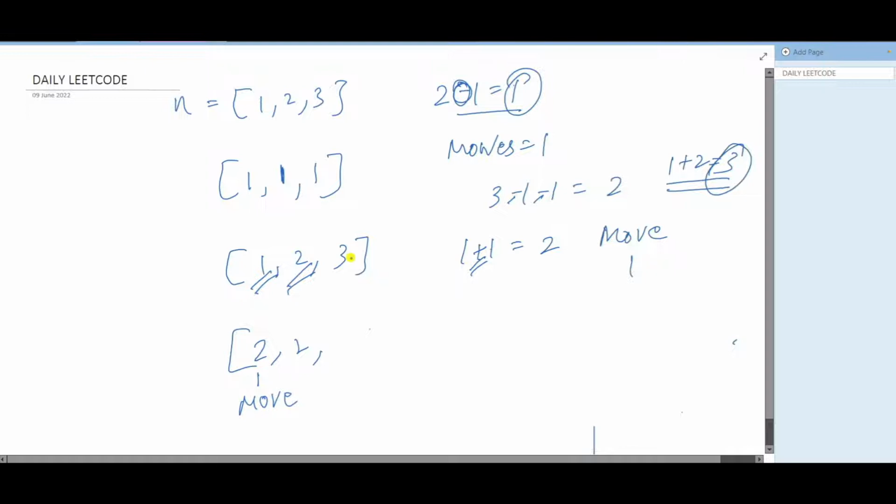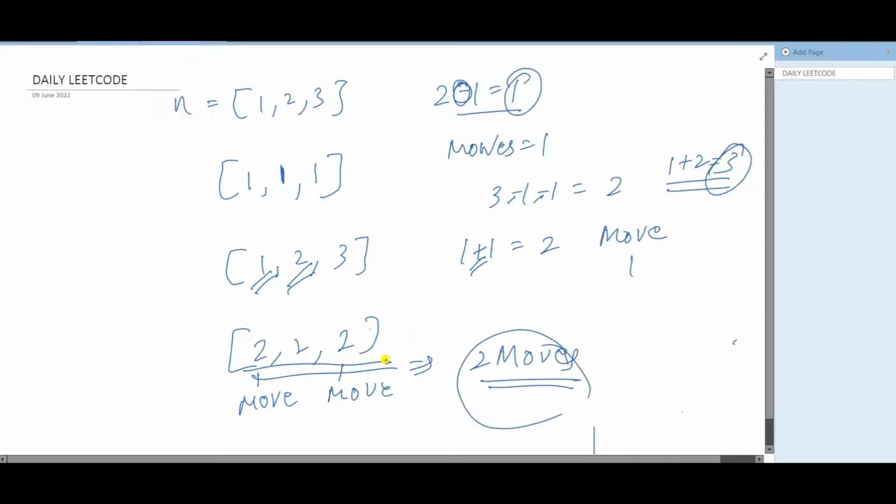Now to make 3 equal to 2, we have to subtract 1. That is one move. So we get a total of 2 moves. So the minimum number of moves to make all the elements equal is 2 moves. And what is that element? That element is 2.